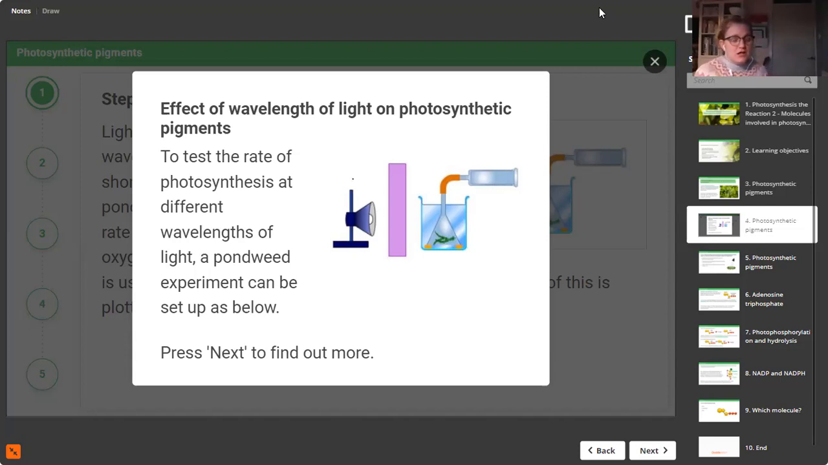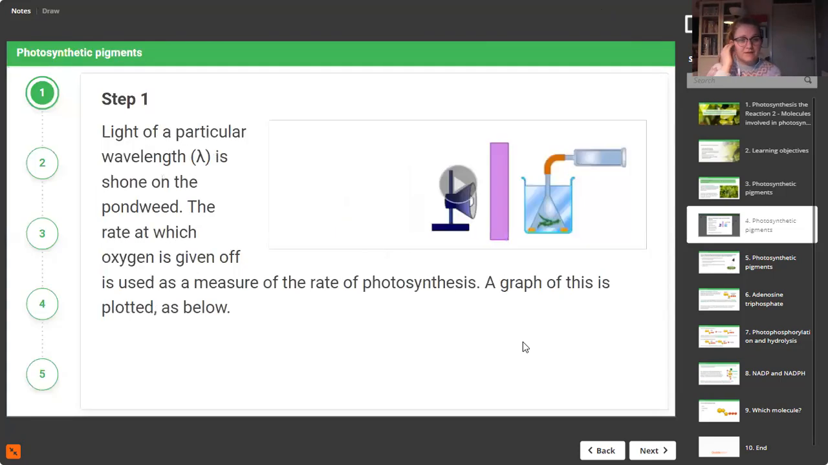This experiment is actually very similar. However, we'll look at the effect of wavelength of light. So this time it's not light intensity, so we're not going to move the light, but we're actually going to change the wavelength. Basically, step one, we would get light of a particular wavelength and we would shine it on the pondweed. The rate at which the oxygen is given off is used as the measure of the rate of photosynthesis.